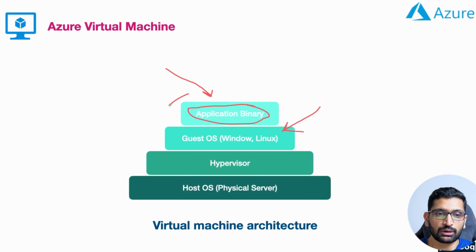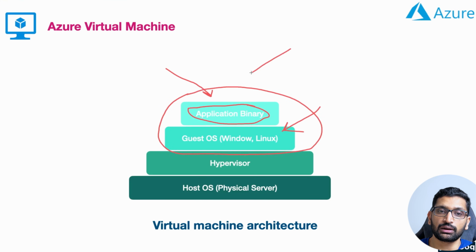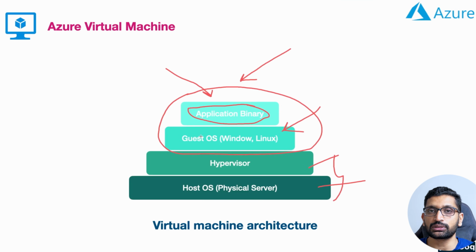And this particular thing, which is guest OS, including application binary, is managed by us. So this is something which is managed by us and where Azure Cloud doesn't interfere. The only responsibility of Azure Cloud is to manage this hypervisor and this host OS. Rest of the things are managed by us in our application binary as well as in our guest OS. So if something goes wrong in our application binary or in guest OS, then it's our responsibility to go and fix all of those errors which we are facing in our virtual machine.